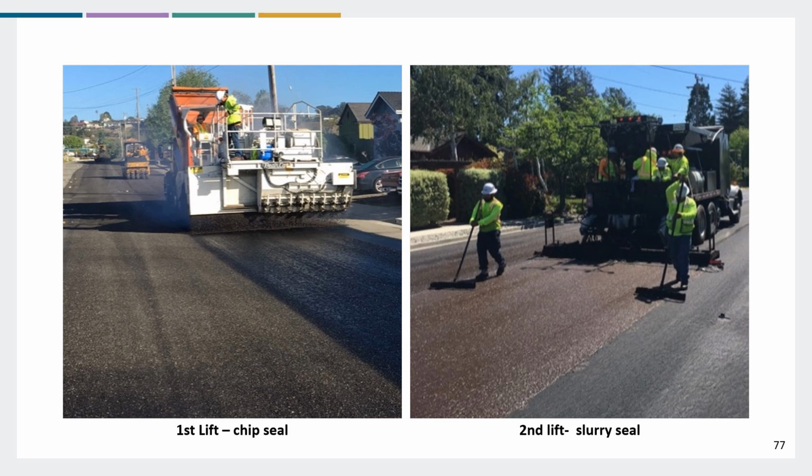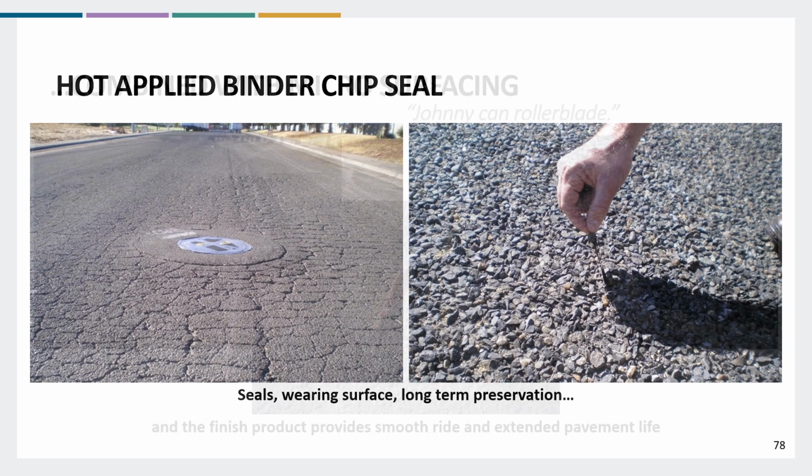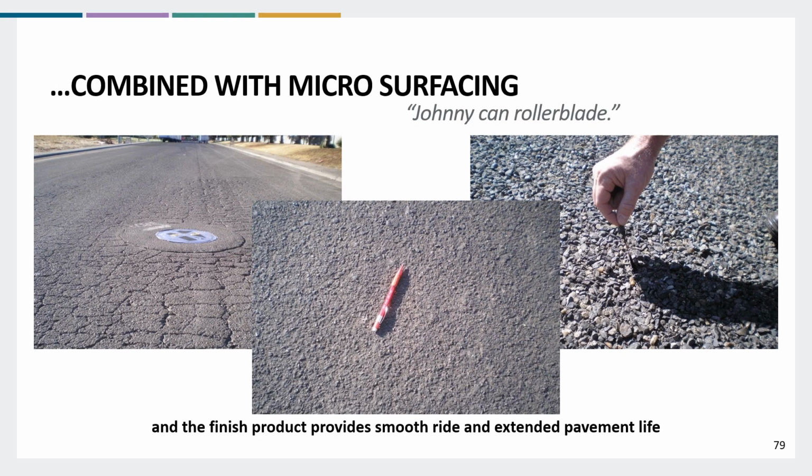Here's an example of a cape seal operation, City of Santa Cruz. Asphalt rubber chip seal is the first lift, type 2 slurry is the second lift. One of the advantages of using a rubber chip seal is you can put it over a more distressed roadway. Because of the amount of binder and the rubber properties, it gives you a longer term preservation application. Combined with the micro surfaces, the finished product provides a smooth ride and extends the pavement life.